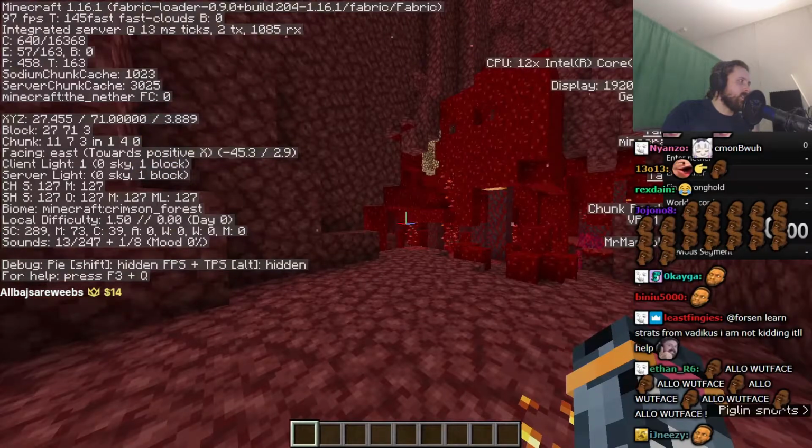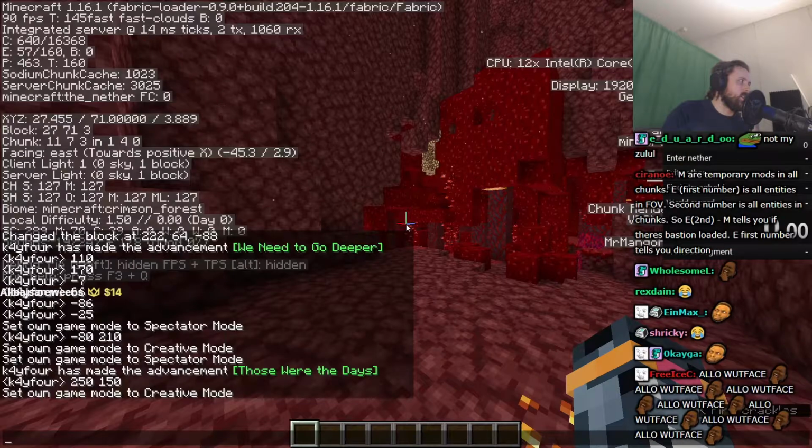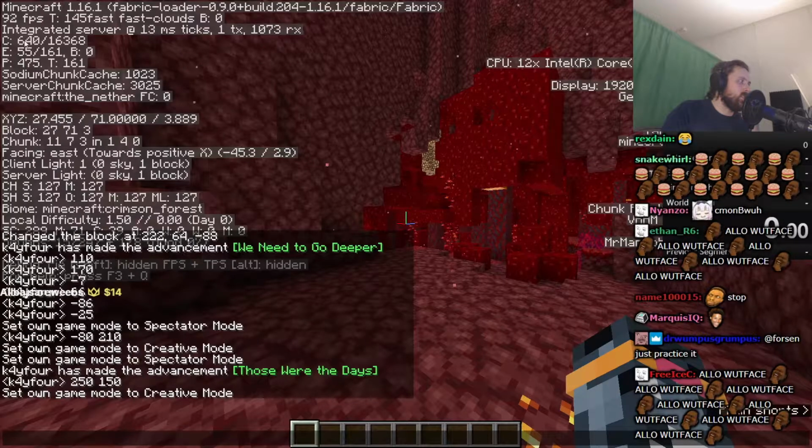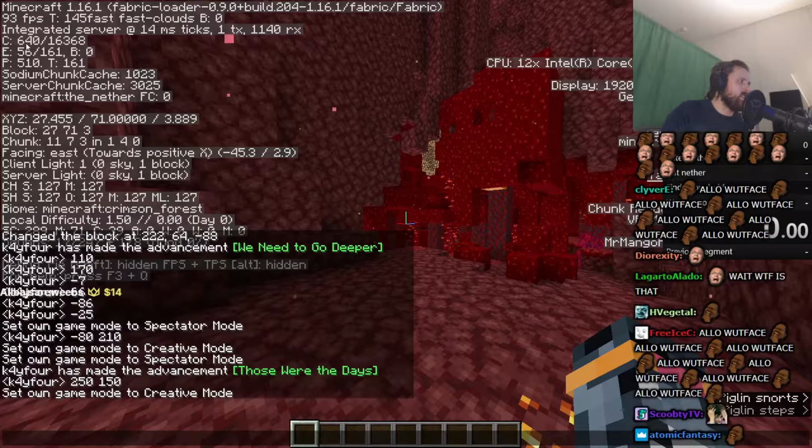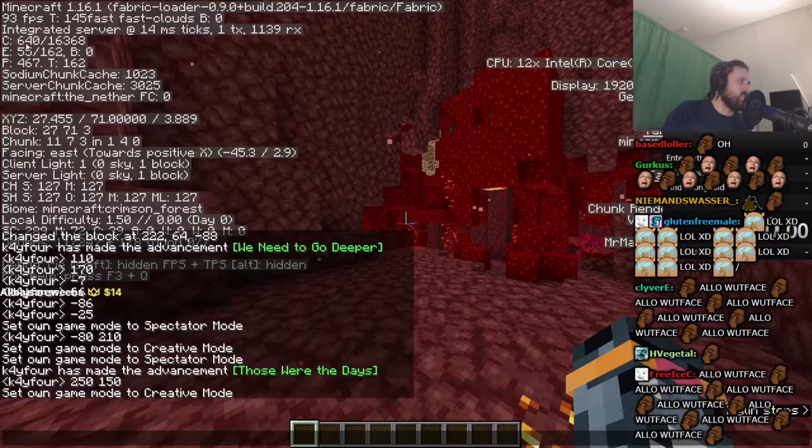Another thing you should check when choosing which Bastion to go to through walls is your sea level, which is just above the E here. So the first number of the sea level is basically the number of chunks containing air.